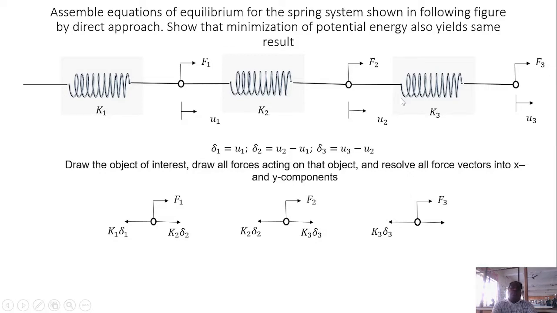The third spring has only the K3 delta 3 element, and the third node has its F3 only. The third spring does not exert any force on further elements. There are no further elements. So here I leave the next term, the right hand term. So this third node only has its left hand side force and the common force F3. Okay, like this we can draw the free body diagram for the corresponding problem.